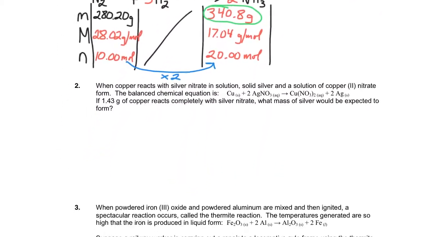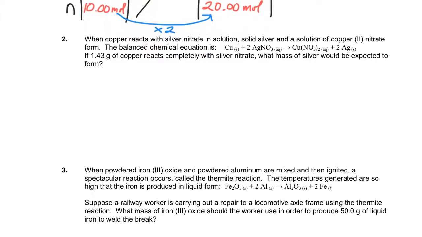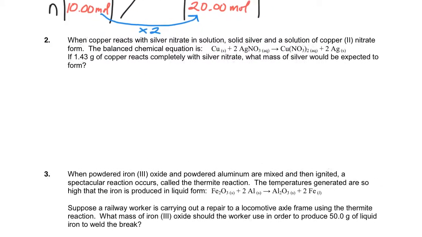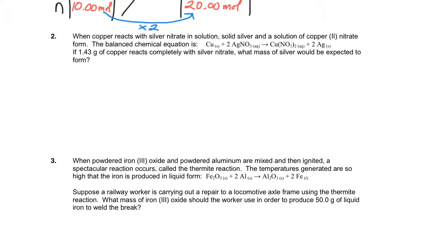Let's take a look at the next example. So I've got a different reaction. This time I'm reacting copper with silver nitrate. And it says solid silver and a solution of copper 2 nitrate form. So here is the balanced chemical equation. And the question is, if 1.43 grams of copper reacts completely with silver nitrate, what mass of silver would be expected to form?